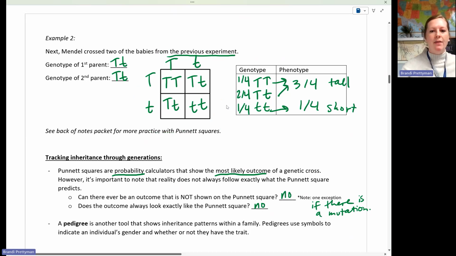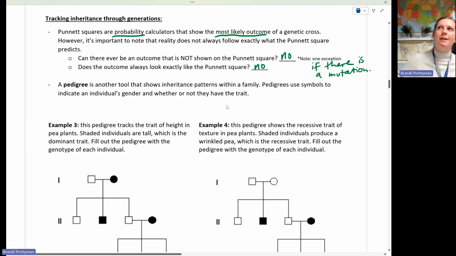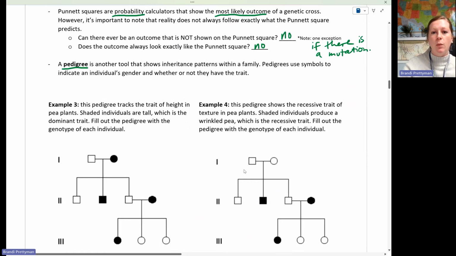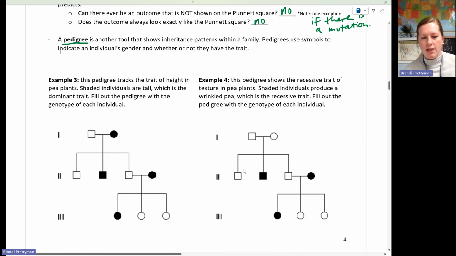So moving on from that then, just because Punnett squares show prediction, they don't show reality. The thing that we use in genetics to show reality is pedigrees. A pedigree is another tool that shows inheritance patterns within a family. Pedigrees use symbols to indicate an individual's gender and whether or not they have the trait. So here's the symbols that we use for pedigrees.